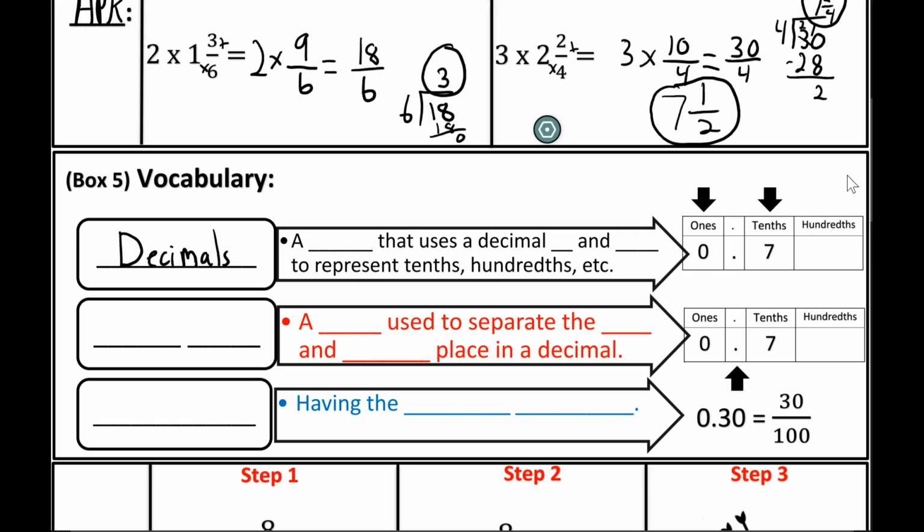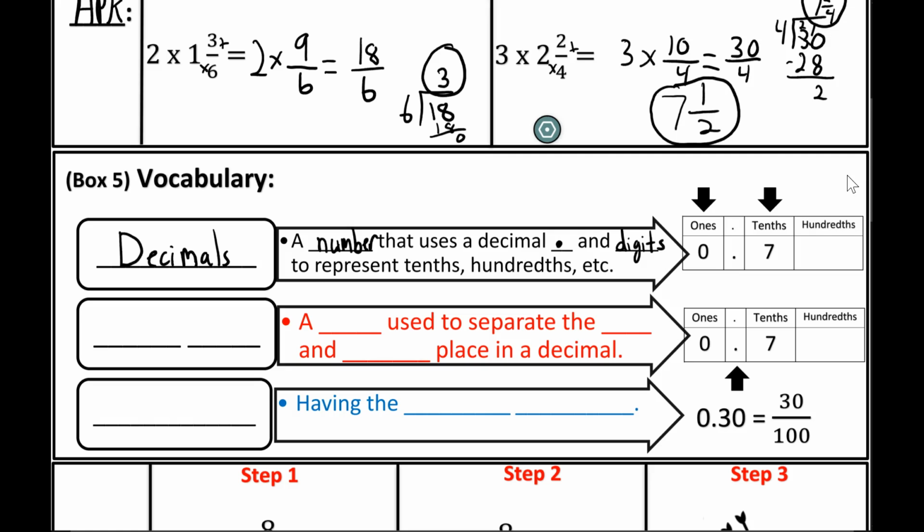Decimals, okay? A number that uses a decimal point. I'm just going to put a little circle, dot, okay? It's not a period. It looks like a period, but it's a point, okay? That uses a decimal point and digits, okay? And digits to represent tenths, hundredths, etc.